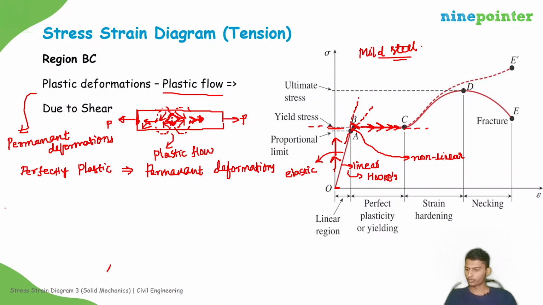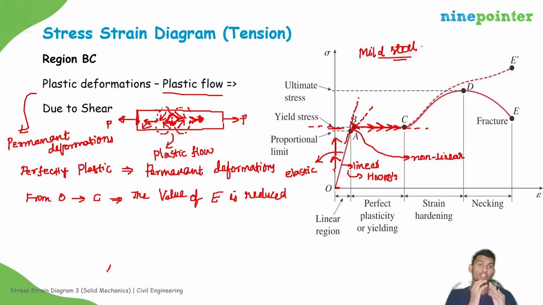So from O to C, the value of E is reduced, right? Because the slope is reduced, it means the resistance to the deformation is reducing as we increase the load gradually. Okay, so up to C. This is about plastic deformations, and this phenomenon is also known as yielding. Elongation without increasing the stress is known as yielding.